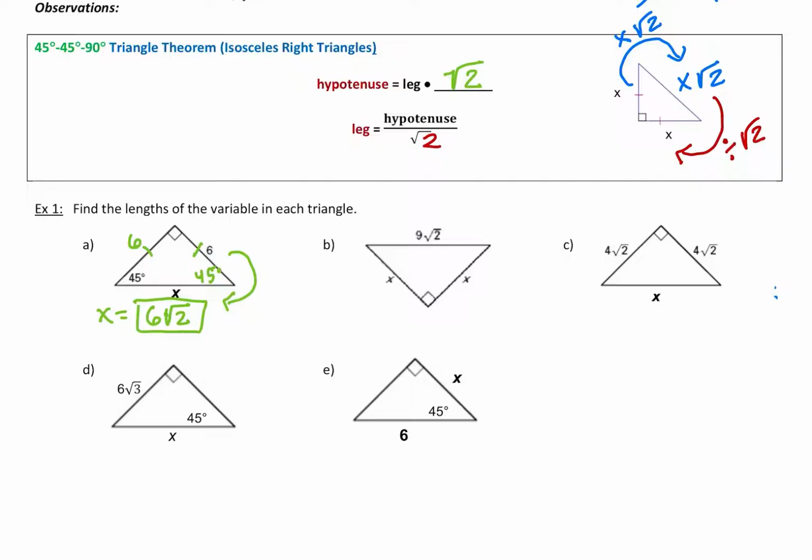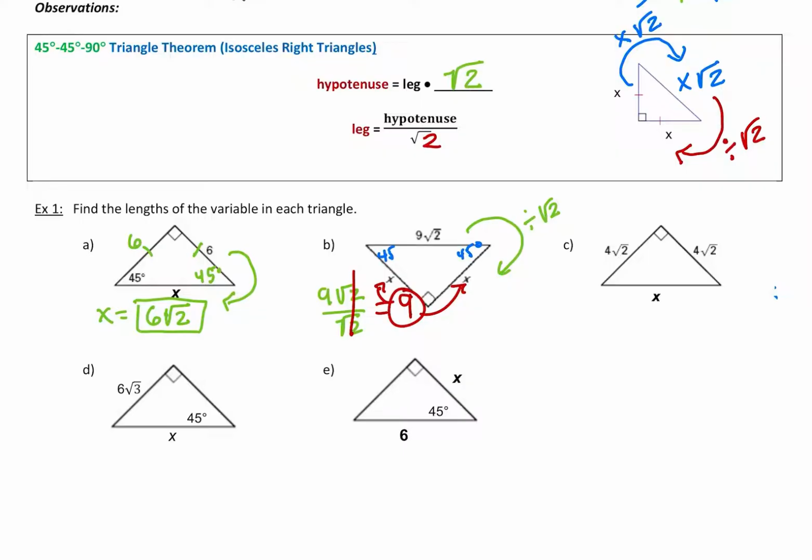Okay. In the next problem, I give you the hypotenuse, and we're going to reverse the process and divide by the square root of 2 to get the leg back. So the hypotenuse is 9 root 2, and we're going to divide that by the square root of 2. And notice that the roots cancel, and that leaves us with just 9 for both of our x values. And again, we do know that this is a 45, 45, 90 because the sides are equal. They're both x, which makes the base angles equal, which makes both of those angles 45 degrees.